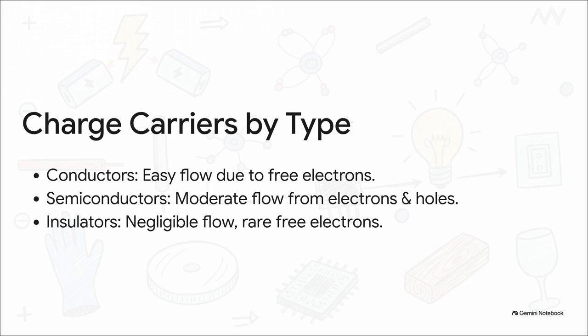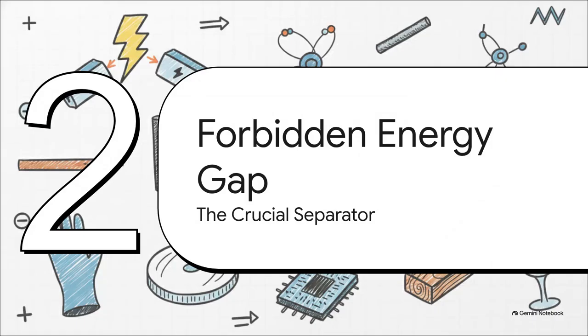But semiconductors are kind of the wild cards here. Their moderate flow actually relies on a combination of both electrons and what we call holes. And those holes are essentially just empty spaces left behind by the moving electrons, which actually help carry the charge. Pretty cool, right?